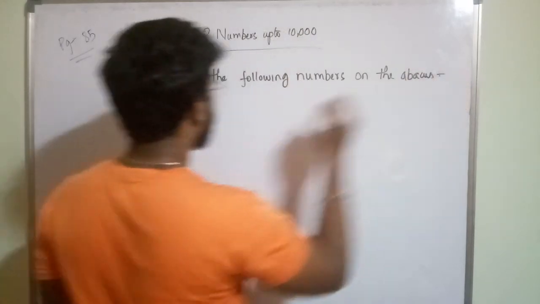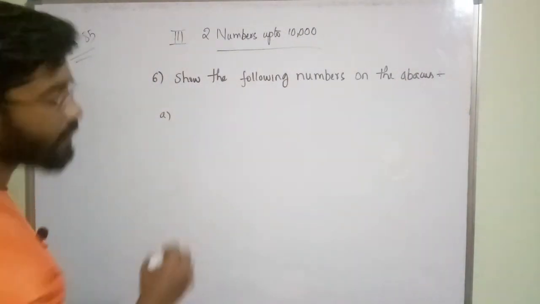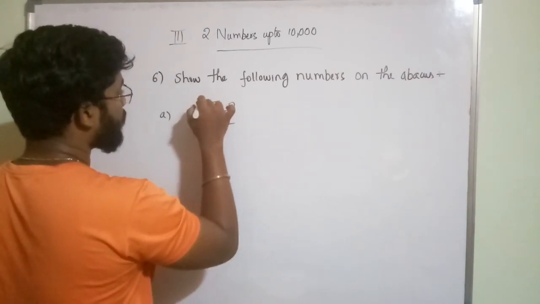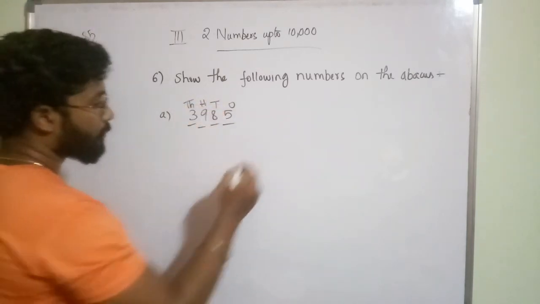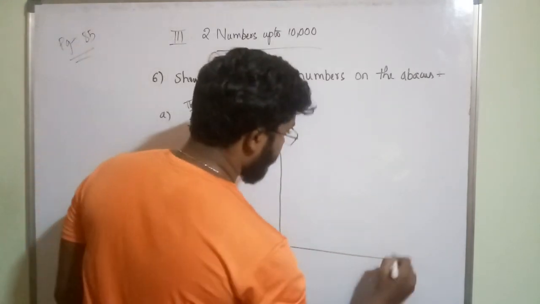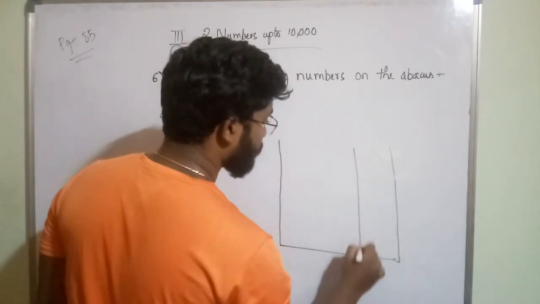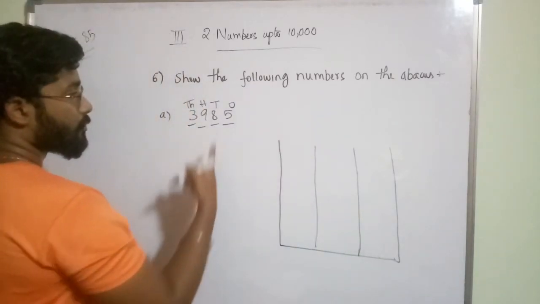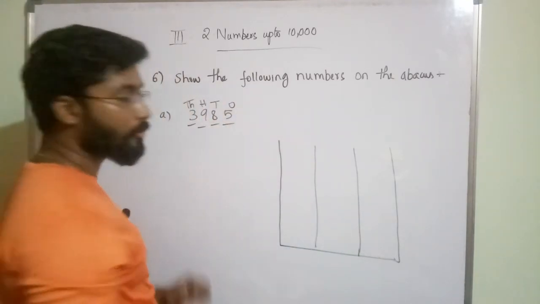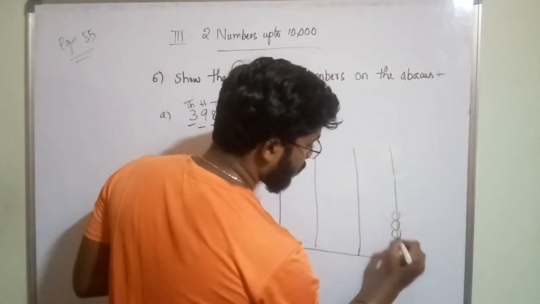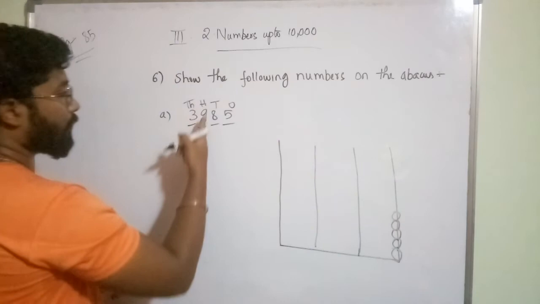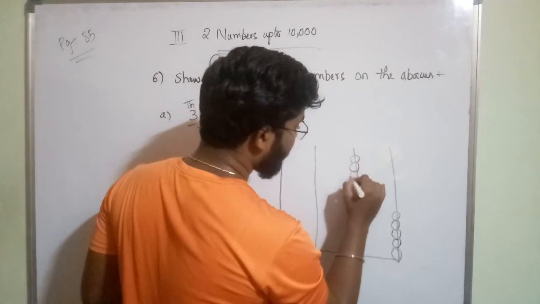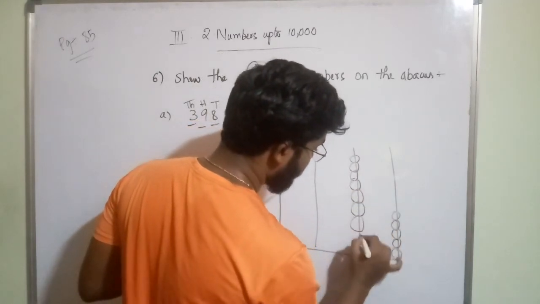Okay. So A, first one, the number is 3985. This is ones place, tens place, hundreds place, and 3 is in thousands place, no? So I am drawing the abacus. Ones, tens, hundreds, thousands. In ones rod 5 is there. How many beads should I draw? 5. 1, 2, 3, 4, 5. In tens rod 8 is there. How many beads should I draw in tens rod? 1, 2, 3, 4, 5, 6, 7, 8.